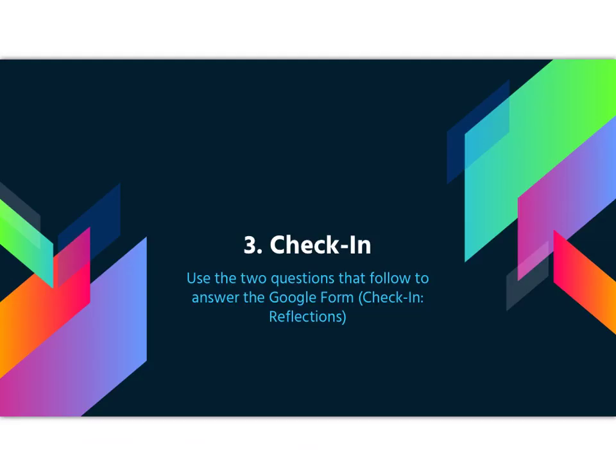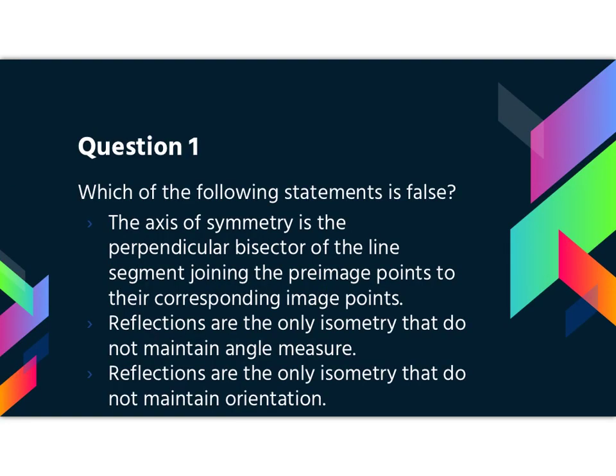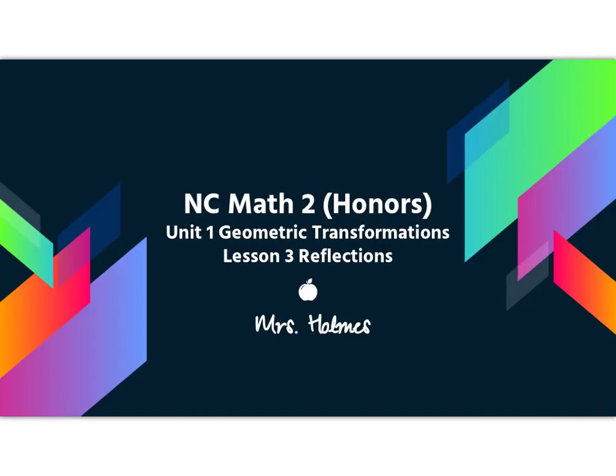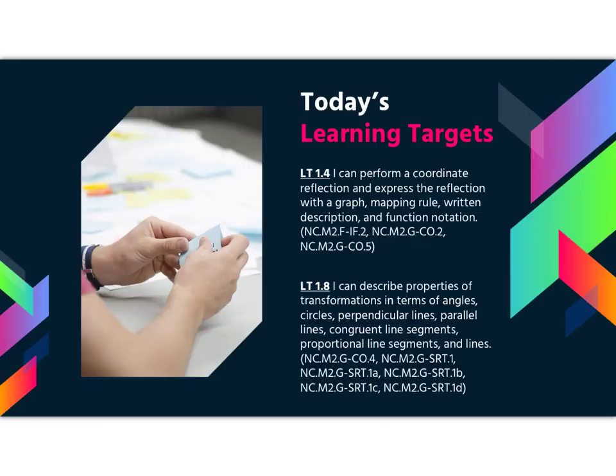You have the following 2 questions to answer in your Google form for the check-in for reflections. You need to determine which of the following statements is false, and you're going to determine the axis or axes of symmetry that will make the trapezoid carry onto itself, and you'll select all that apply. So this concludes your notes on reflections.